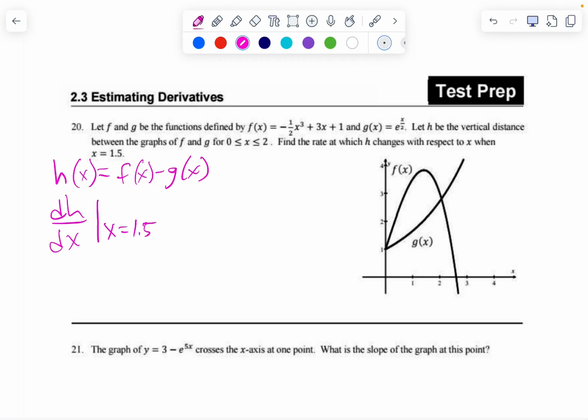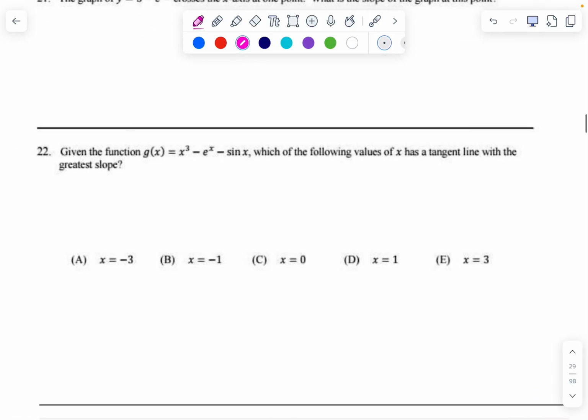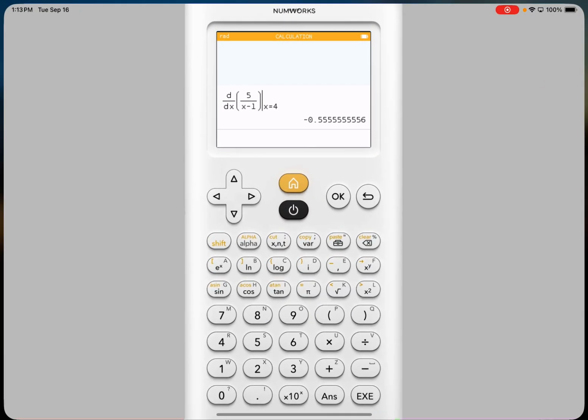Yeah. 22. All right, given the function there, which of the following values of x has a tangent line with the greatest slope? This is a calculator one. Did you do it on there? Okay. So let me go enter that, x cubed, e to the x, sine x.